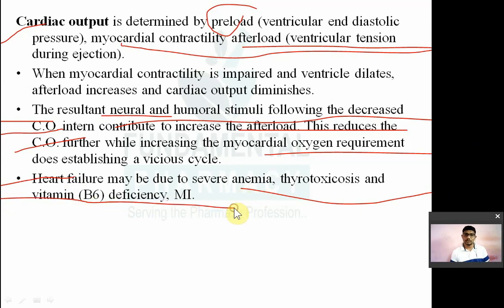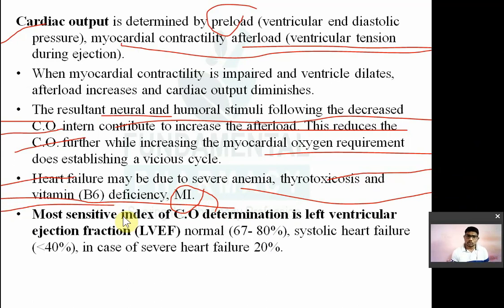So I have told you there are two types of heart failure: acute heart failure and chronic heart failure. So acute heart failure is because of the myocardial infarction. Okay, myocardial infarction or genetic disease, and chronic heart failure is because of the anemia, thyrotoxicosis, vitamin B6 deficiency, then infection to the heart, endocarditis or myocarditis.